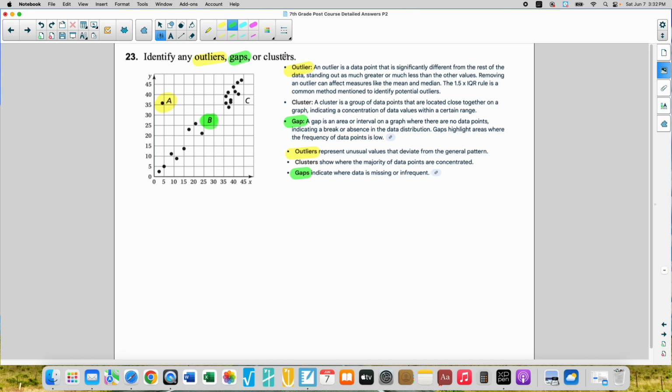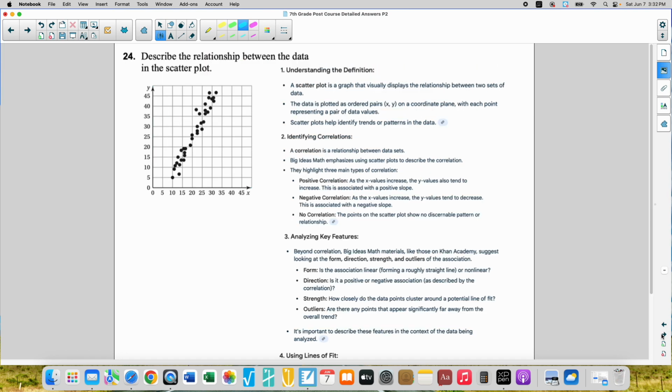Yeah, it's infrequent here. And then clusters, yeah, C is going to be the cluster. That makes sense. It looks like where the data is grouping, located close together, and there you go. So we have an outlier, we have a gap, and we have a cluster. Describe the relationship between the data in the scatter plot.